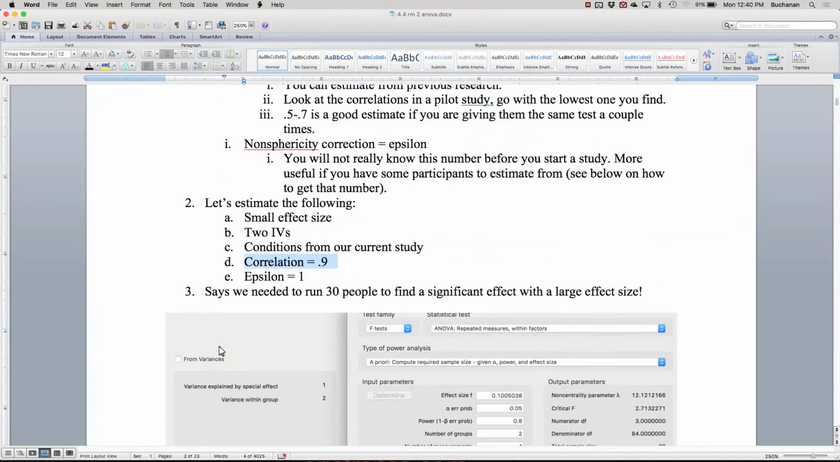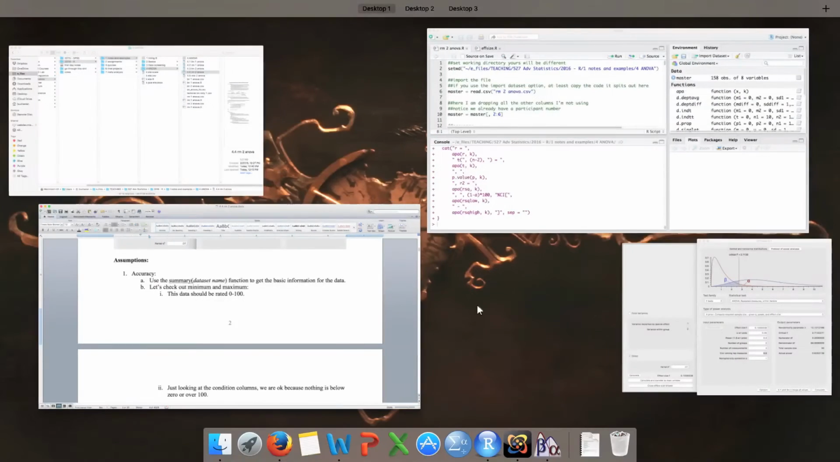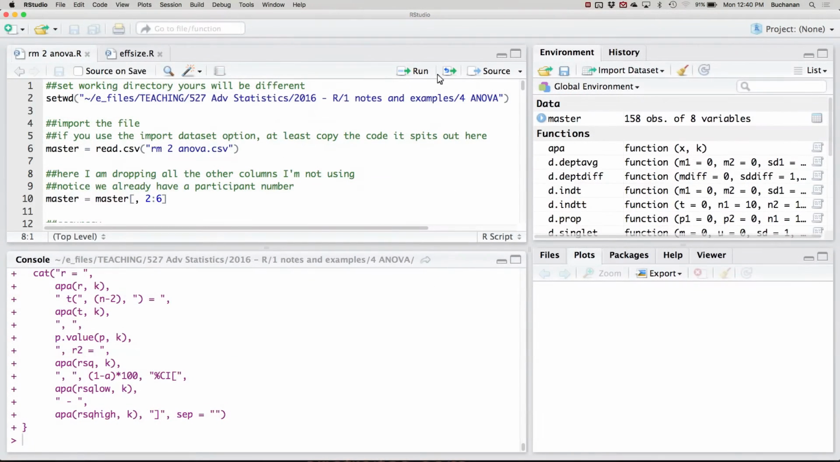So I wrote large effect size. That should say small right there. Sorry. Yeah, so that should say small effect size, because that's what we did here. Okay. I'm going to leave power open, because we're going to come back to it.